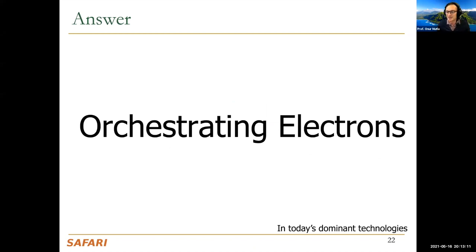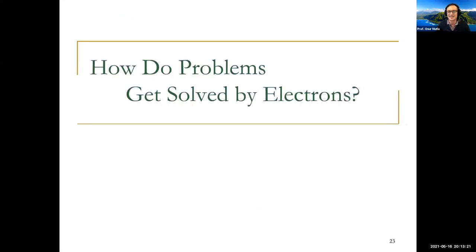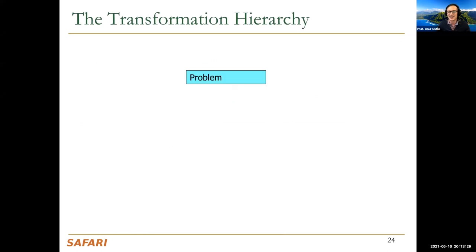At least in today's dominant technologies, we try to orchestrate the electrons and get the electrons to move to the right places so that we can solve the problems at a very high level. Of course, it's a difficult task because we cannot speak the electron language directly, and electrons cannot speak our language directly. That's why we build the hierarchy that I showed you earlier.